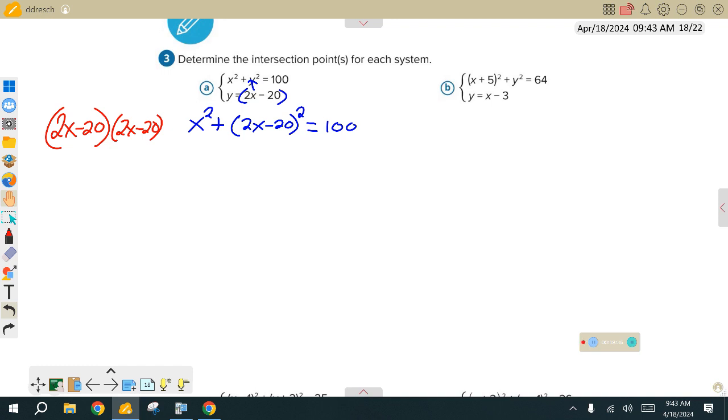All that polynomial work that we've been doing with factoring and adding and multiplying comes kind of combining your systems now. And Algebra 2 is going to just keep going with you. We got 4x squared minus 80x plus 400, I think.